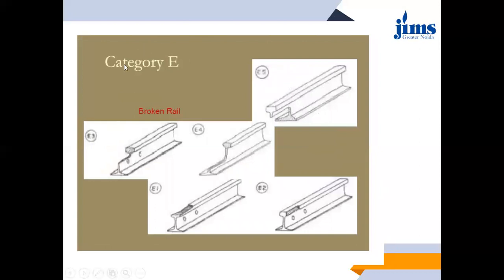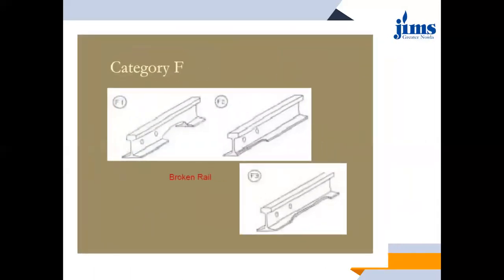Then category E defect is a completely broken rail. Over here there are several images which are showing a certain portion of the rail broken. So partially broken rails are considered under E category defect. Like over here, the foot of the rail is broken. Then in the second and third image, the flange is broken as well as the head is also broken. In the last two images, the flange is intact, the foot of the rail is intact, but the material has been removed from the head of the rail. So all these failures fall under E category.